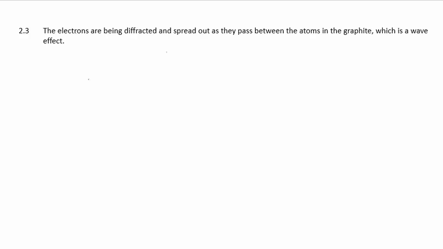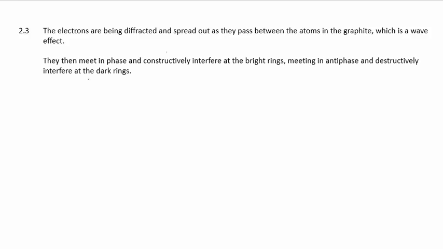In 2.3, we're asked to explain how the pattern supports the idea that the electron beam is behaving as a wave rather than as a stream of particles. Well, the electrons are being diffracted and spread out as they pass between the atoms and the graphite. This is a wave effect. They then meet in phase and constructively interfere at the bright rings, and they meet in antiphase, destructively interfering at the dark rings.